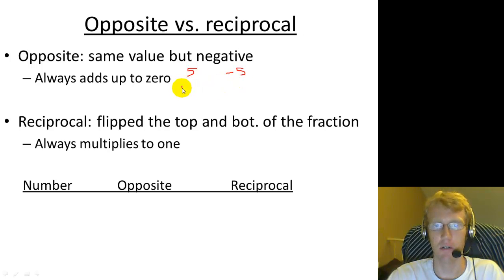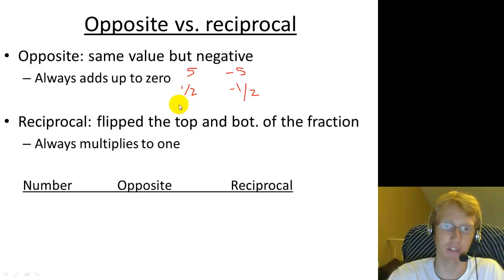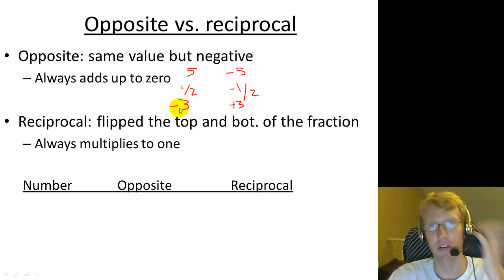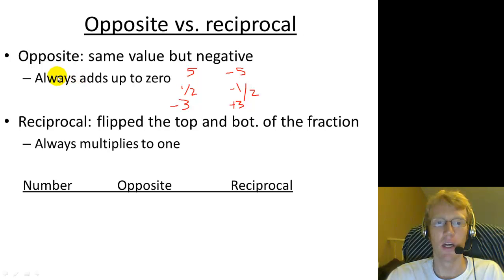The opposite of 1/2 would be negative 1/2. The opposite of a negative number, say, for example, negative 3, is positive 3. Because if you take the negative of negative 3, a negative and a negative cancel out, giving you positive. So when you add up two numbers that are opposites, they always equal 0. So if you add these two together, you get 0, add them 0, add them 0. So opposite is the same value but negative.